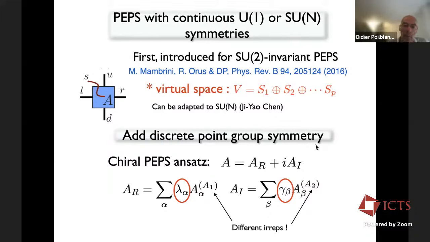And the second step is to deal with the fact that my state is supposed to break parity and time reversal, and that can be done with a simple ansatz, writing the PEPS as two terms: a real part and an imaginary part, and the two parts will transform differently under reflection. For example, the real part will be even, and the imaginary part will be odd. By doing that, we guarantee that the state breaks P and T, but doesn't break the combination PT, as we expect in a chiral spin liquid. So this is basically our framework, and it can be implemented.